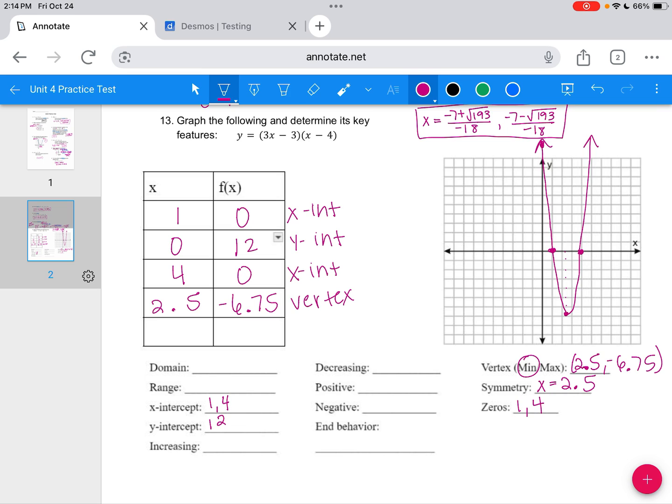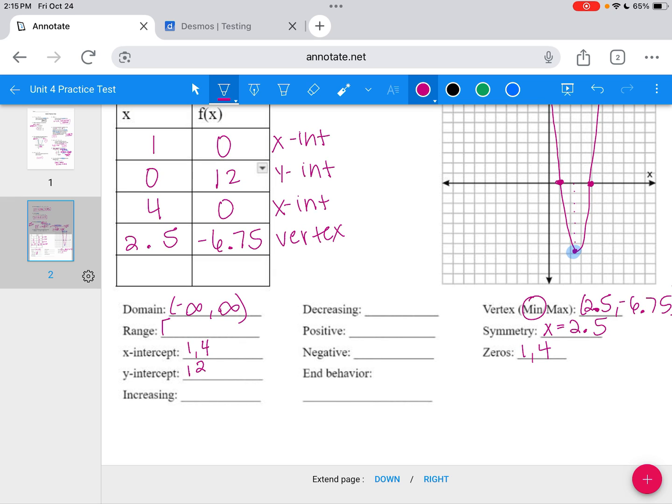The domain is going left and right forever, so that's just going to be negative to positive infinity. My range does not go down forever. My range only goes down to, let's look, this is the lowest point. So it goes down there and then up here. My lowest y value is actually at my vertex, so I can use that y value there. And I'm going to include it because it's a point on the graph. So it's going to be negative 6.75. That's the furthest down it goes, and the furthest up it goes is forever.